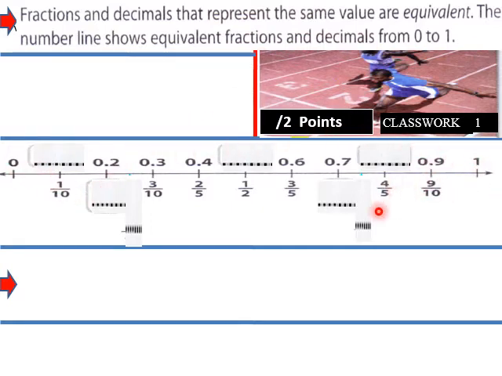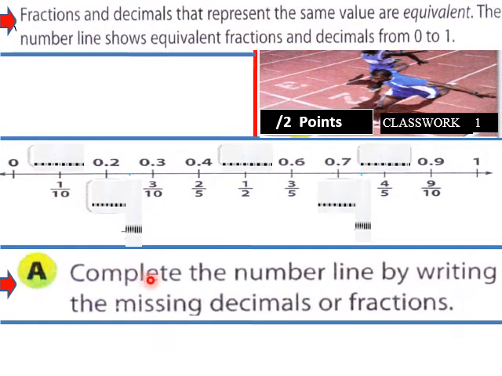So we have 9 over 10, 4 over 5. So for 1 over 10, what would be the decimal for that one? Complete the number line by writing the missing decimals or fractions. Teachers, give your students a few minutes here for them to try and see if they can write equivalent expressions for 0.2 and then 1/2.